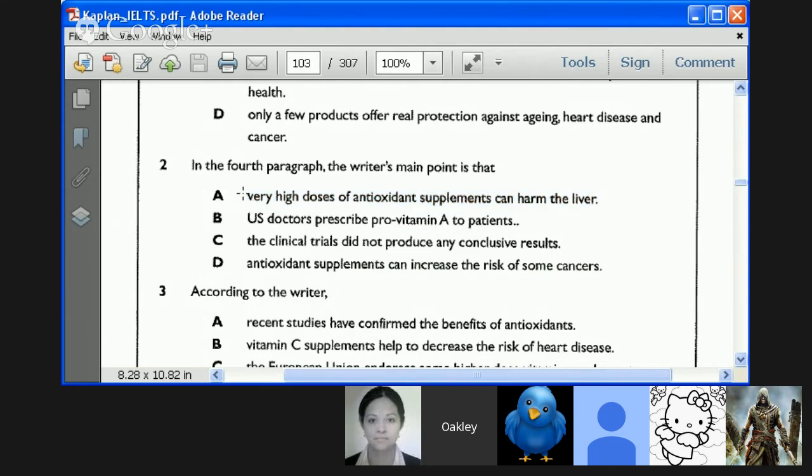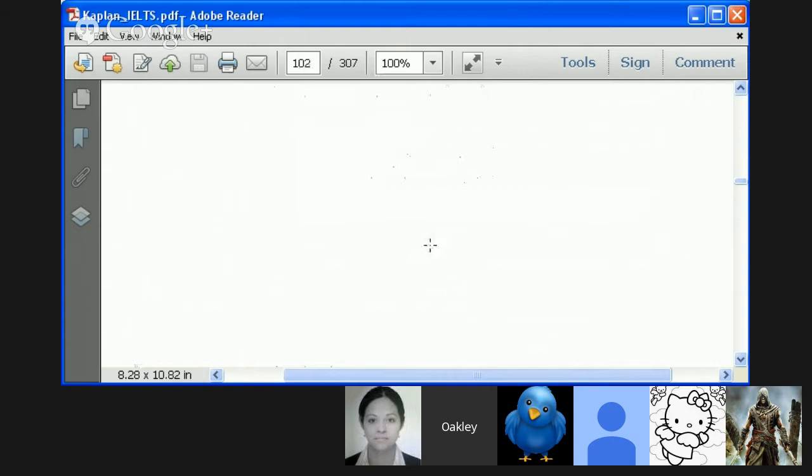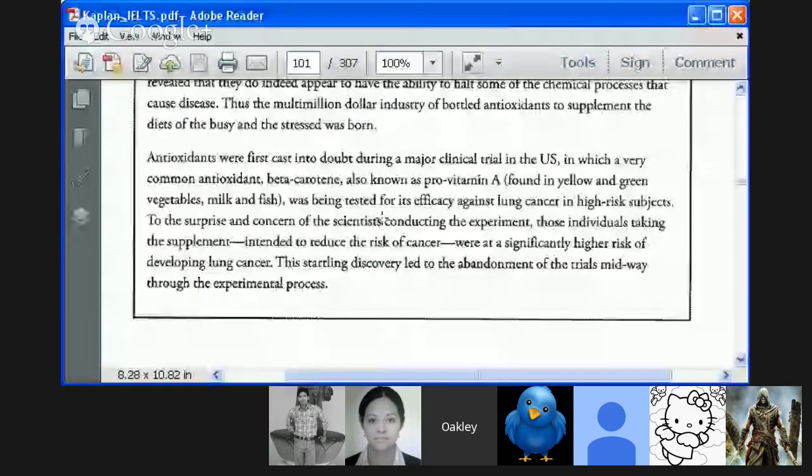Well, here we go with these extreme adjectives and adverbs. Was there anything about very high doses? I just remember something that I may want to check.